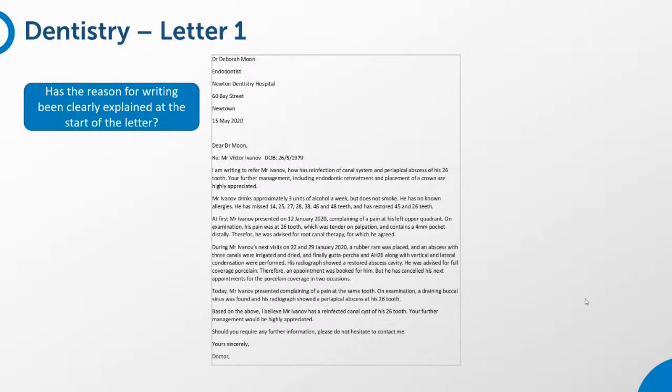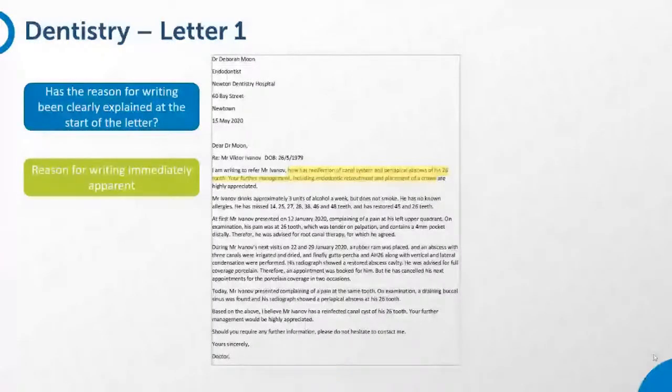So I would agree that the answer is yes. The reader knows straight away that the patient has trouble with tooth 26 and that endodontic treatment is necessary. And this is an important component for getting a good purpose score. However, and this is the second part of purpose, I didn't ask you to look at this part specifically. The second part of purpose is to expand on this reason for writing at the end of the letter.